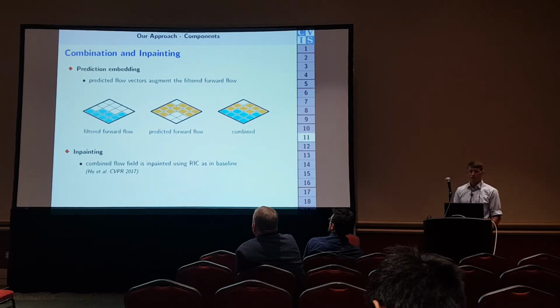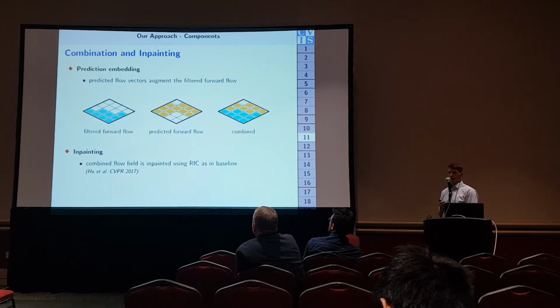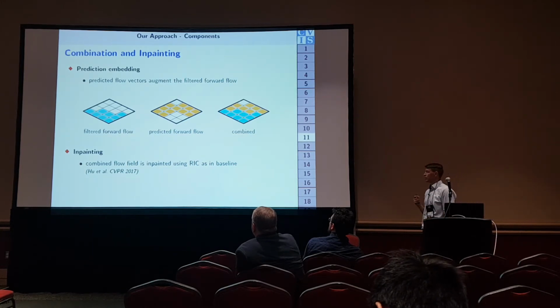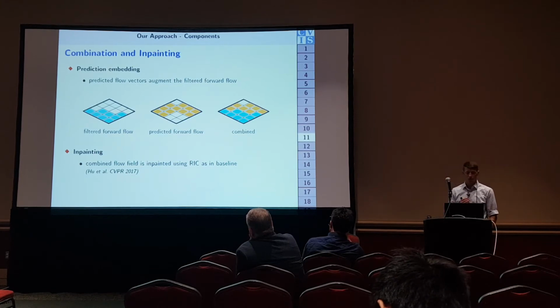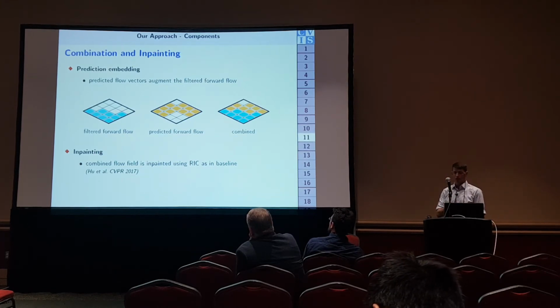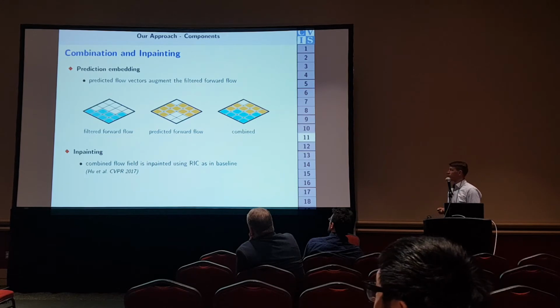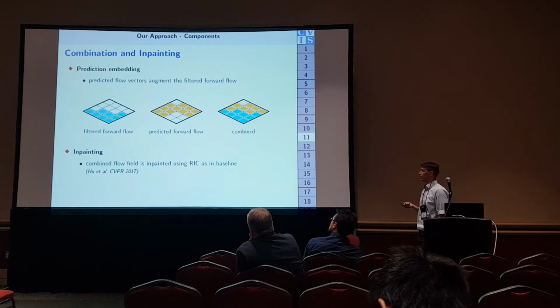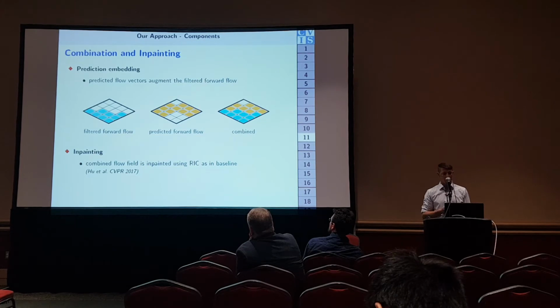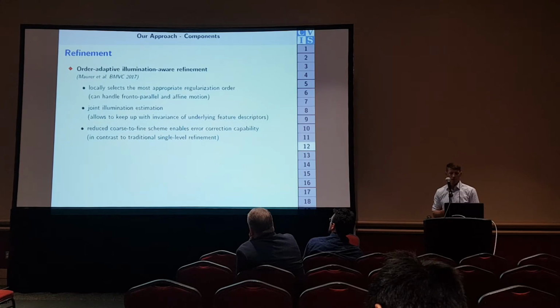And this is done in a quite simplistic manner. We simply augment the filtered forward flow estimates with the predicted forward flow. So we just fill in all the locations where we weren't able to get a good estimate for the filtered forward flow with the predicted flow vectors, as we can see in this image. And of course, it can happen that at some locations we don't have any estimates at all. So we once more inpaint these areas using, again, the rig inpainting as in the baseline. And finally, we apply once more the order adaptive illumination aware refinement.